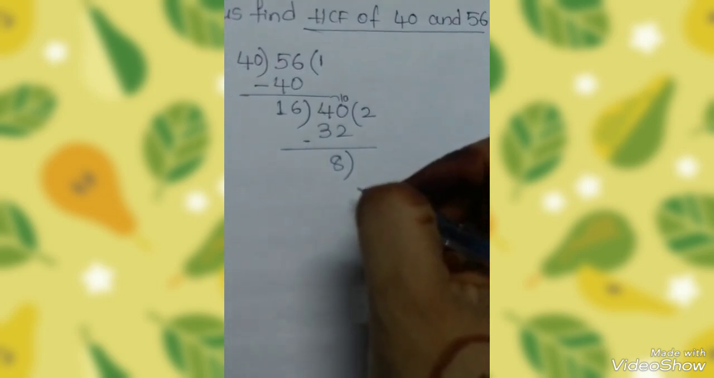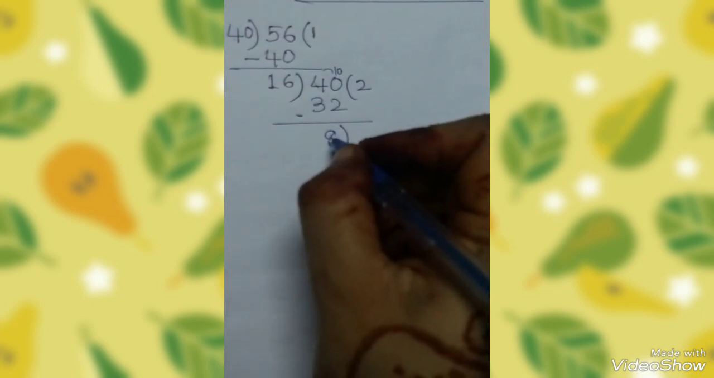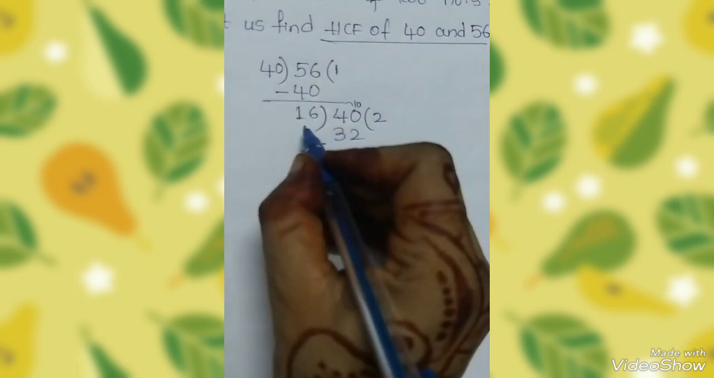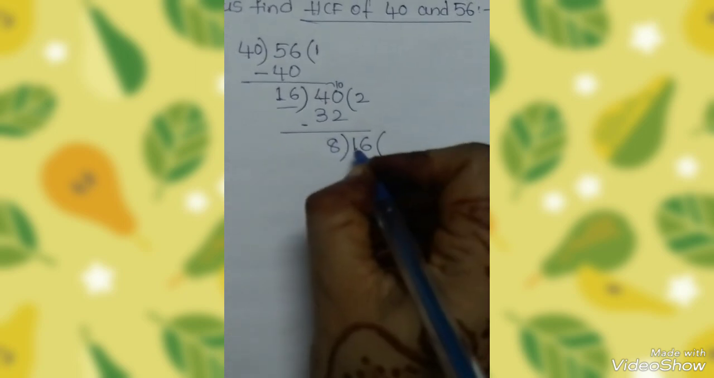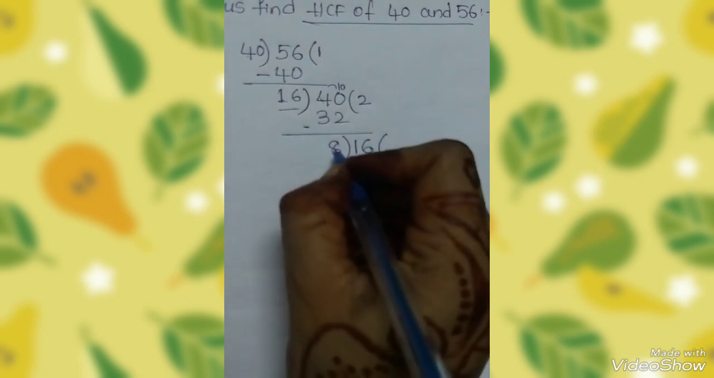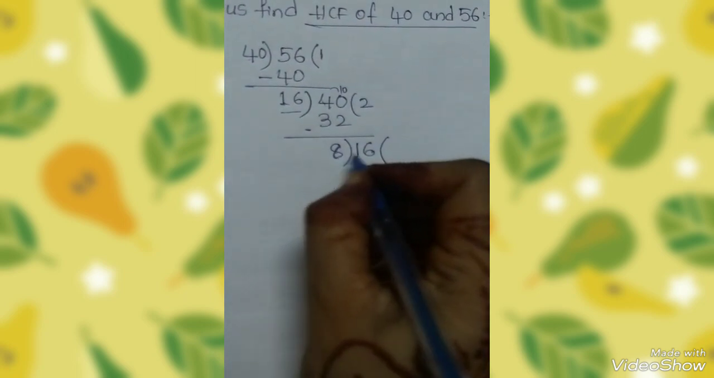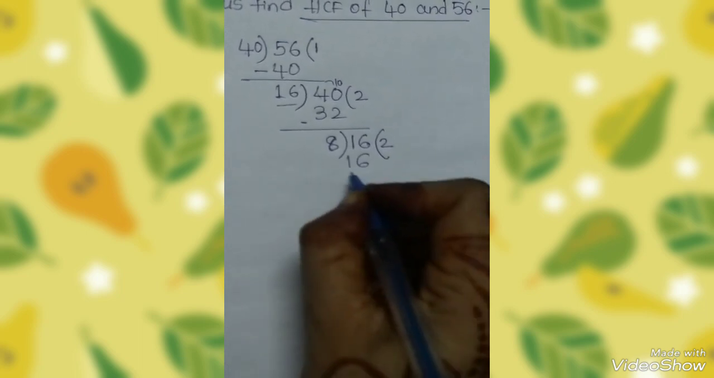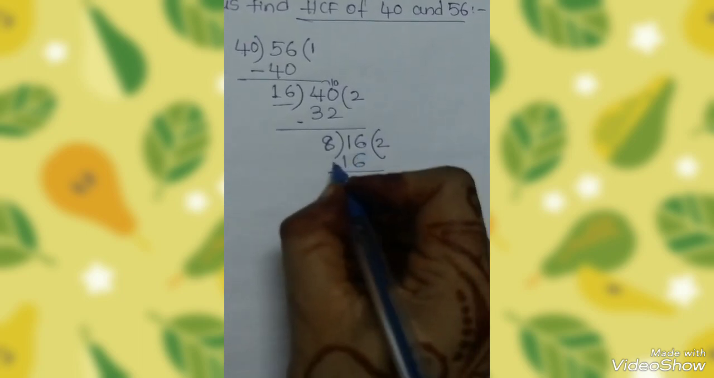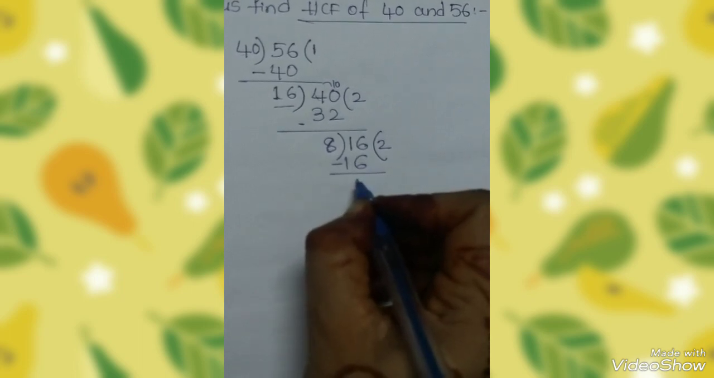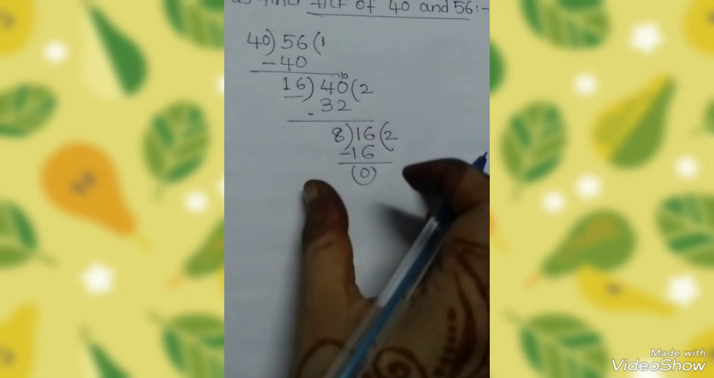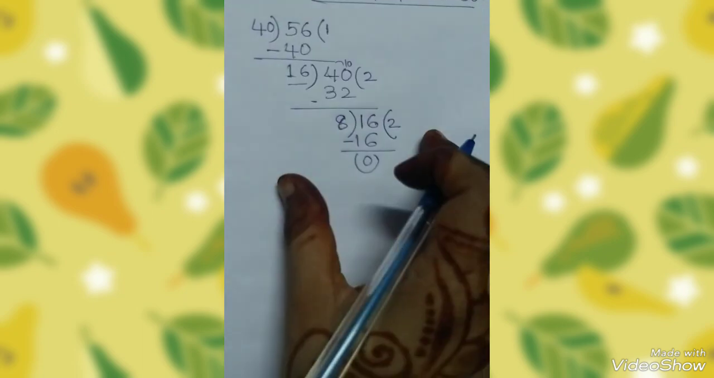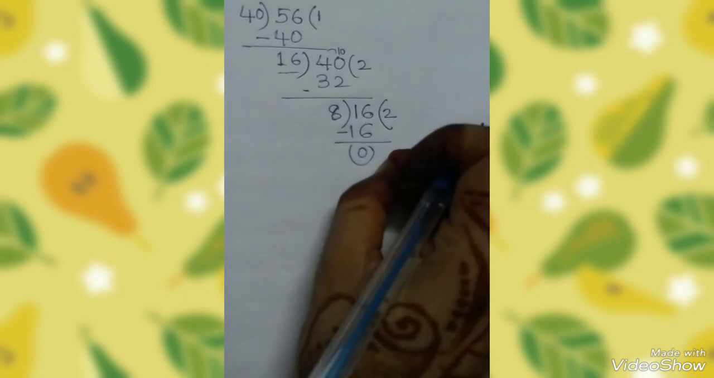Again continue this process till we get remainder 0 here. So 8. What is the previous divisor? 16. Right, here 16. We have to divide this 16 by 8. 8 twos are 16. Okay, this is the process. Now subtract this: 16 minus 16. We obtain remainder 0. So stop this process, since we got 0.